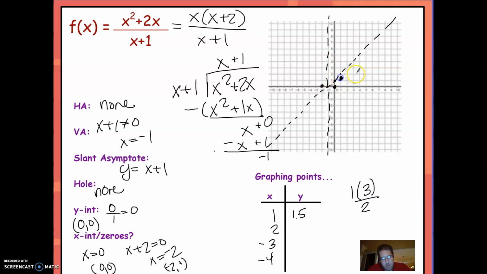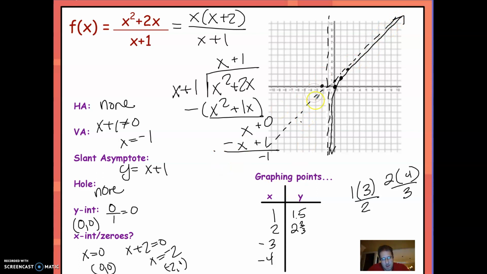1.5 will be about right there. If I plug 2 in, that would be 2 times 2 plus 2 is 4, divided by 2 plus 1 is 3. 2 times 4 is 8, 8 divided by 3 is 2 and 2/3. 2 times 3 is 6, plus 2/3 left over. So 2 and 2/3. It's going to get really, really close to that asymptote right there. It's a little bit hard to do with this pen, but I should be getting a little bit close to that asymptote.